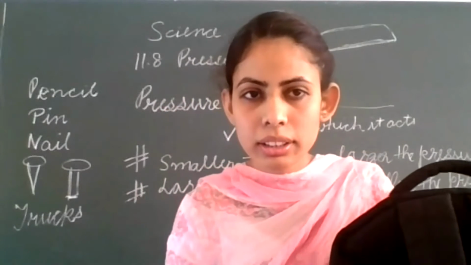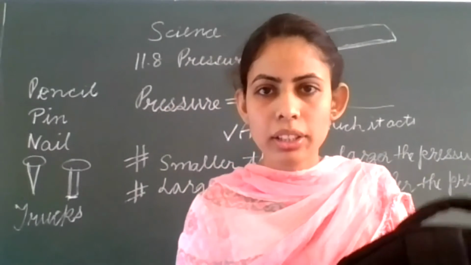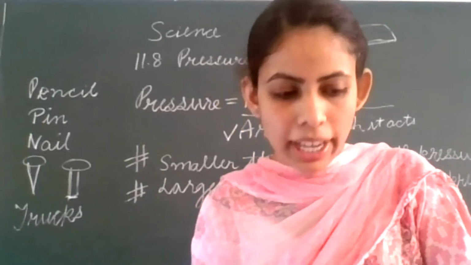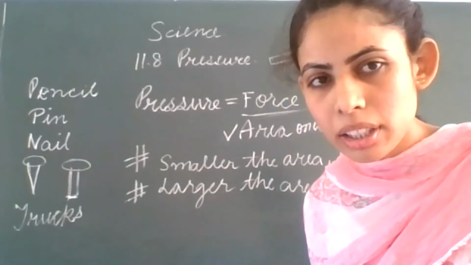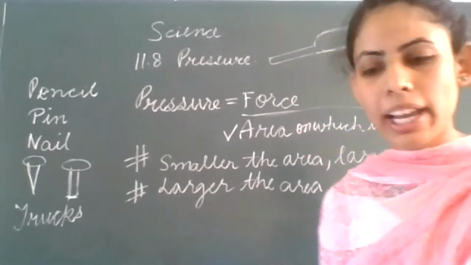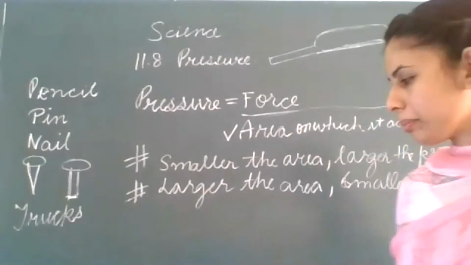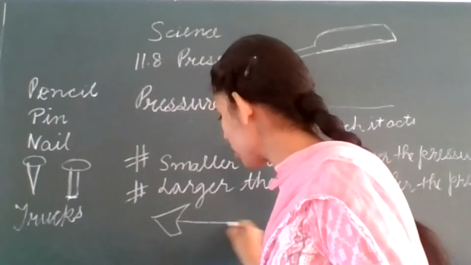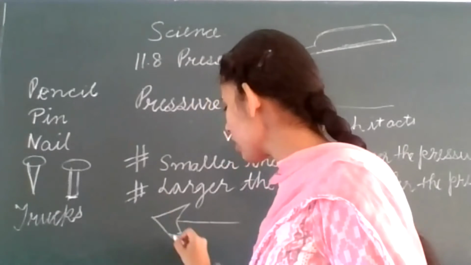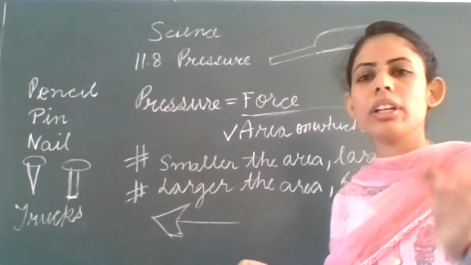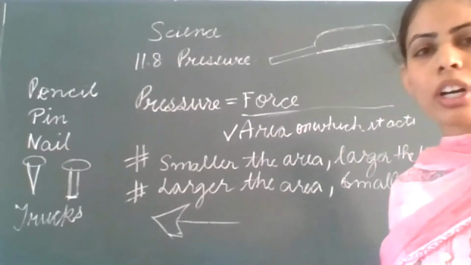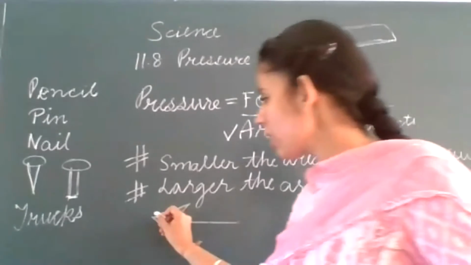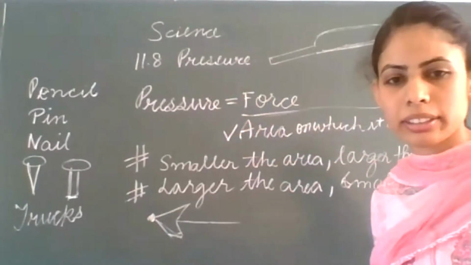Ma'am, the edge of an arrow. Yes, the edge of an arrow is also made sharp in this way, so that it is easy to hunt any animal, or in archery also this type of arrow is used. Yes, because the area is less here.